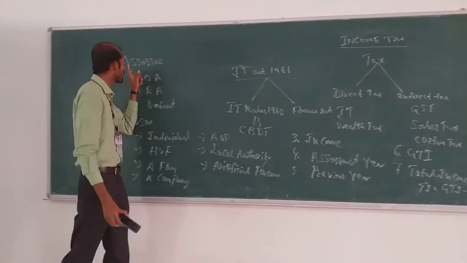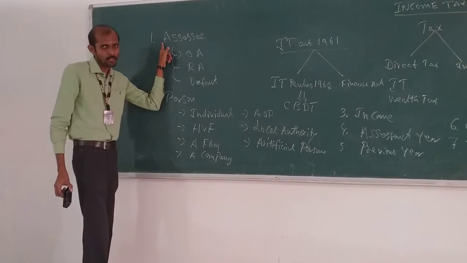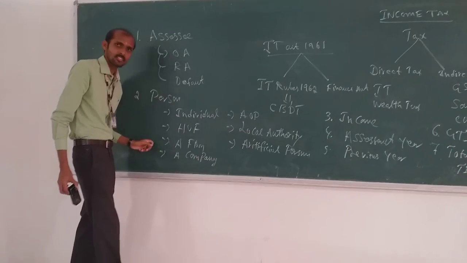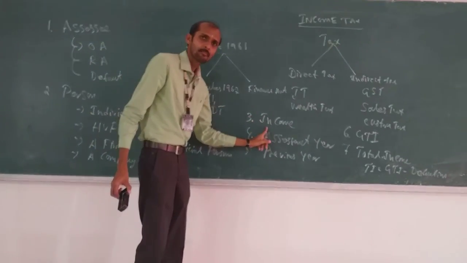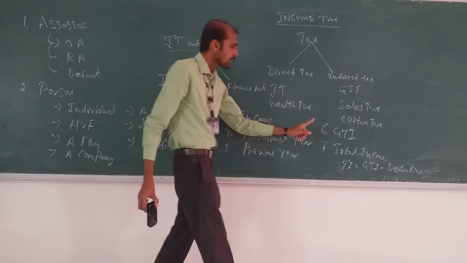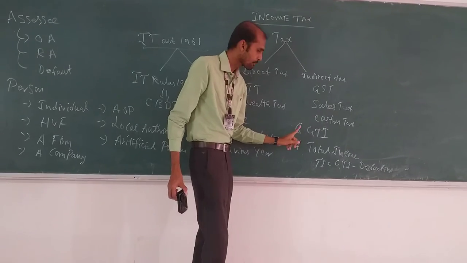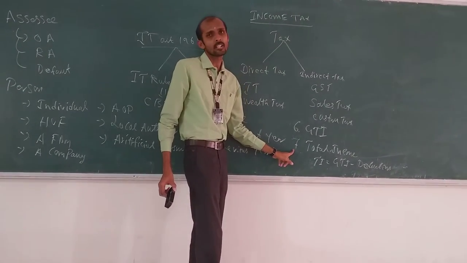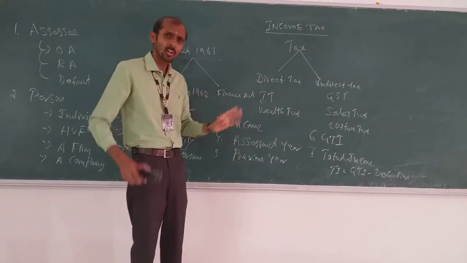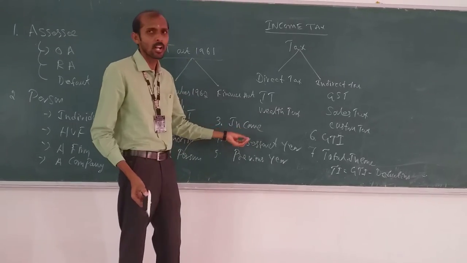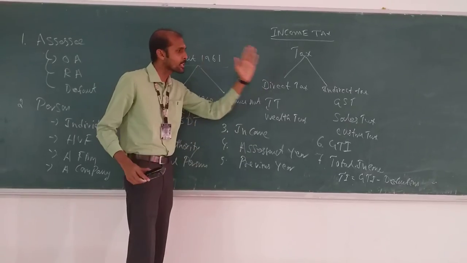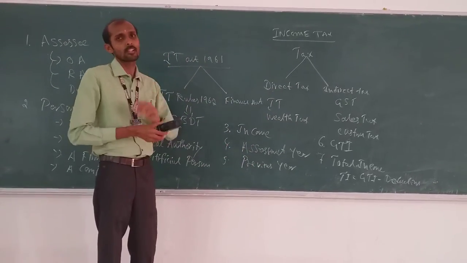Number one, assessee. Assessee means a person. Number two, person; the term person includes several types of persons. Number three, income. Number four, assessment year. Number five, previous year. Number six, gross total income. Number seven, total income. These are the few important definitions under income tax. There are a lot of definitions, but these are very simple, basic and important. With this, the intro of income tax is over.